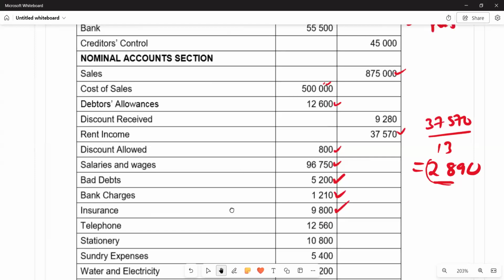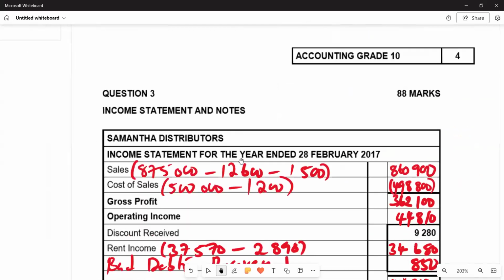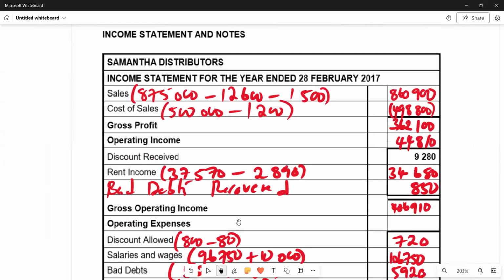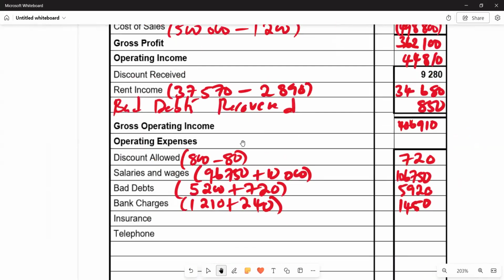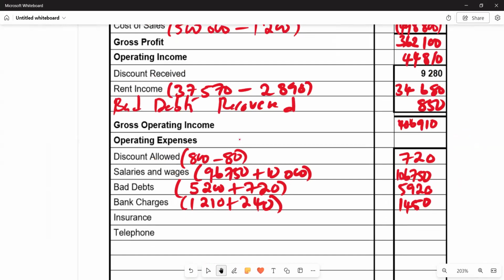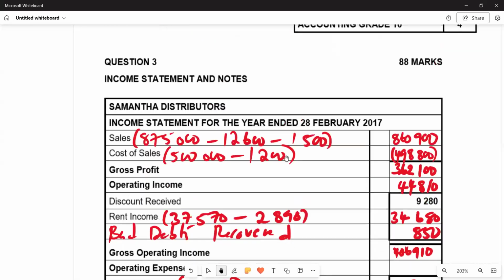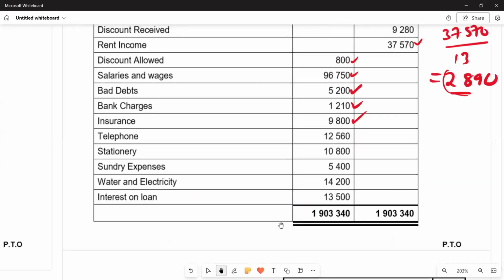So we go to our answer section. On our answer section in brackets, for insurance, we are saying 9,800 minus 750. We do that, we get 9,050. Then next, we have our telephone. For telephone, we have 12,560.